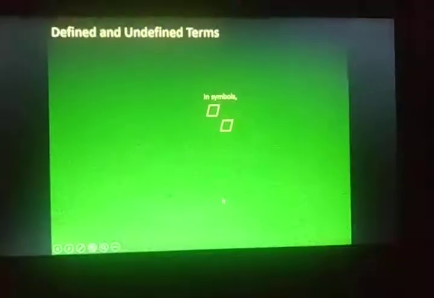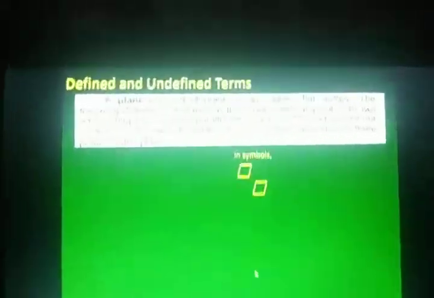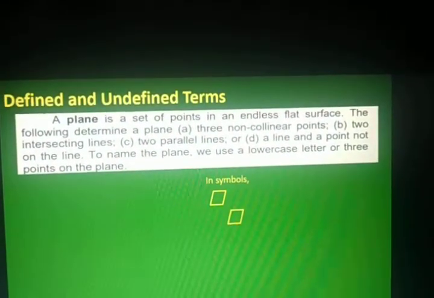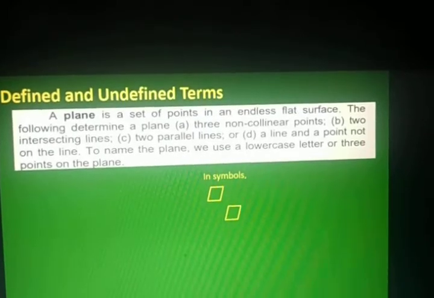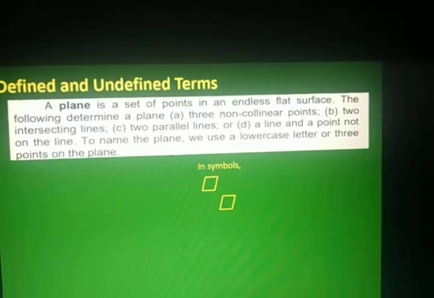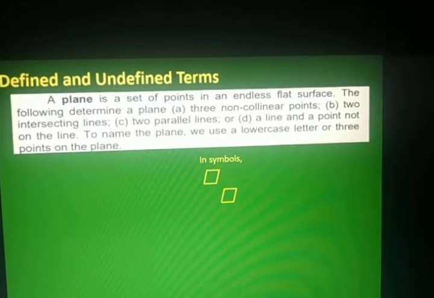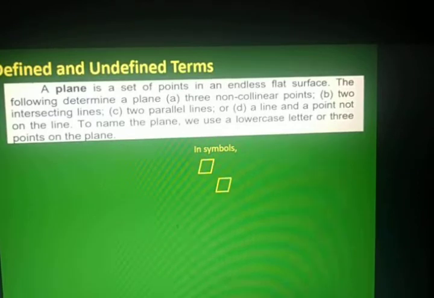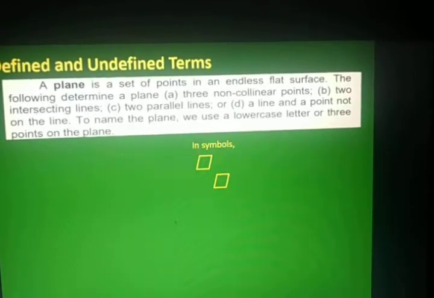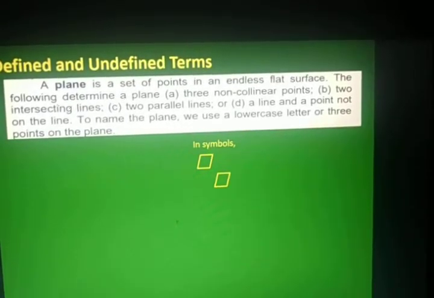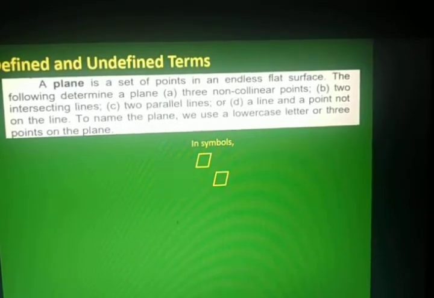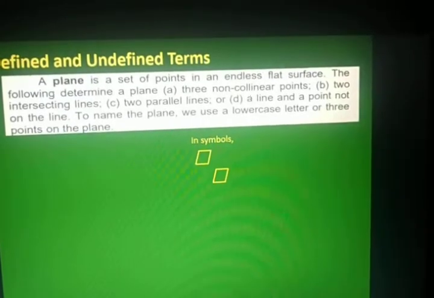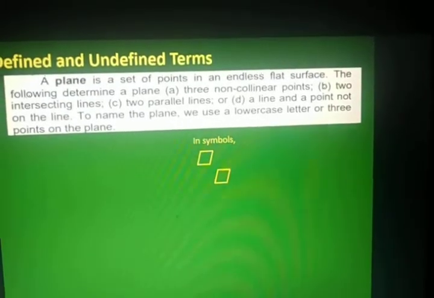Okay. Let's continue with a plane. What's a plane? This is another undefined term. A plane is a set of points in an endless flat surface. Look at the symbol. The following determine a plane. A plane can be determined by 3 non-collinear points, 2 intersecting lines, 2 parallel lines, or a line and a point not on the line. To name the plane, we use a lowercase letter or 3 points on a plane.